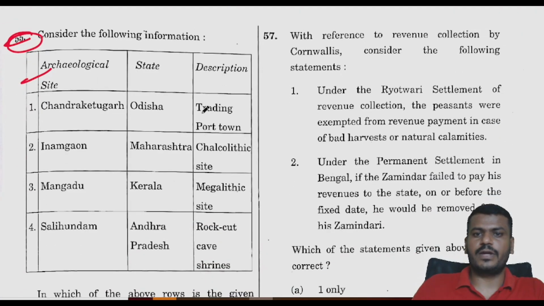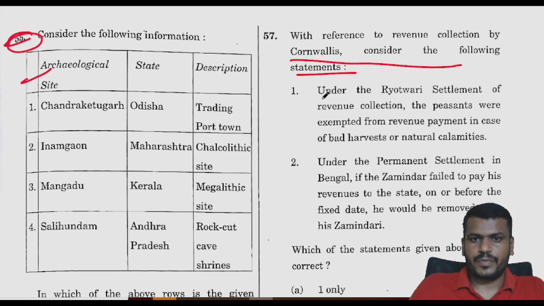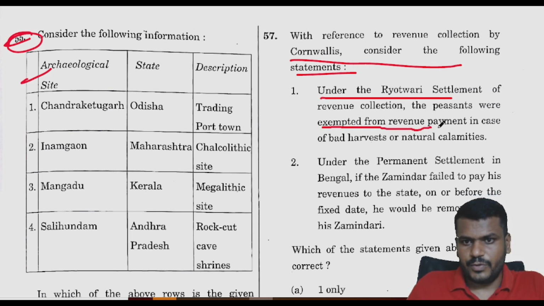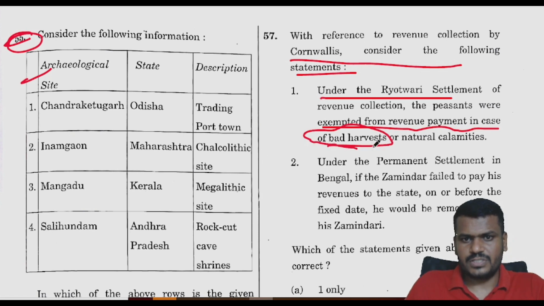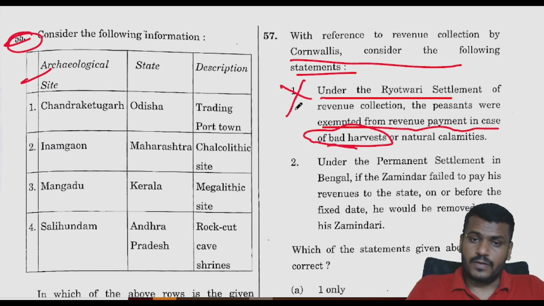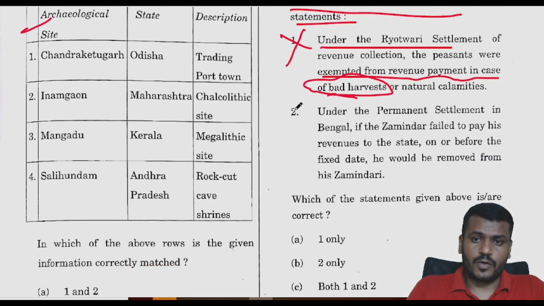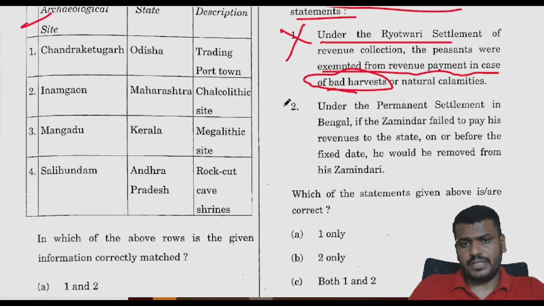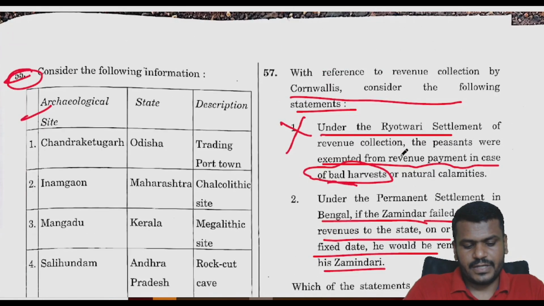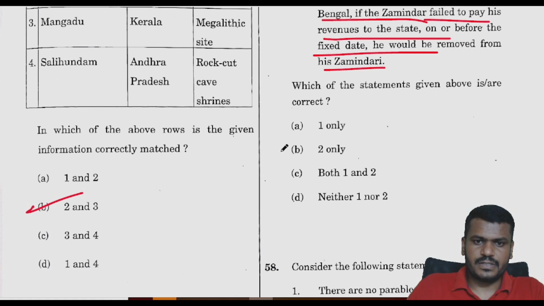Next, with reference to revenue collection by Cornwallis, consider the following statements. Under the Raithwari system of revenue collection, the peasants were exempted from the revenue payment in case of bad harvest. No, this is the major problem we faced whenever there is a drought or even a flood. That time they did not leave the tax to farmers. That's why they fought. Under the Permanent Settlement system in Bengal, if the zamindars failed to pay their revenue to the state on or before the fixed date, they would be removed from their zamindari. Yes, this second statement makes sense definitely. Okay, the second statement is correct, but the first statement is definitely wrong.